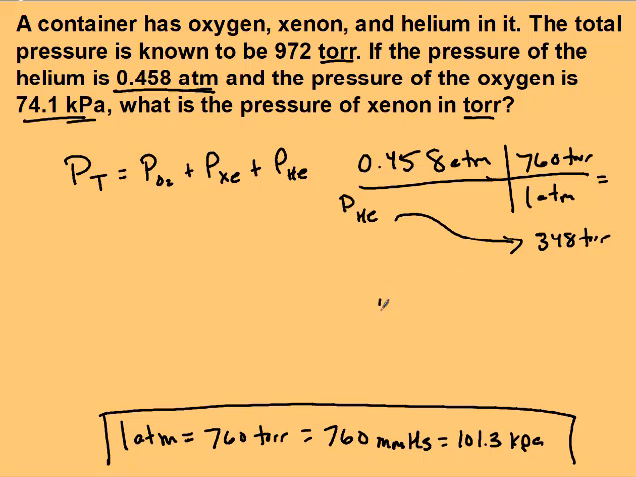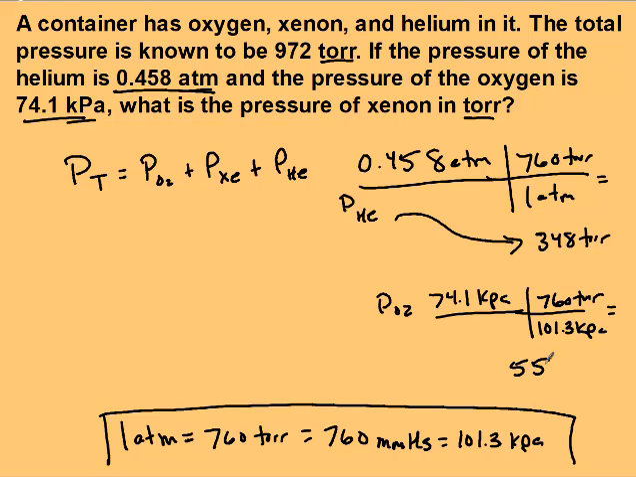And then you should have done the same thing with your pressure of oxygen. You had 74.1 kPa, and there's 101.3 kPa for every 760 torr. Multiplying and dividing, we get 555.9, which we can say is 556 torr.